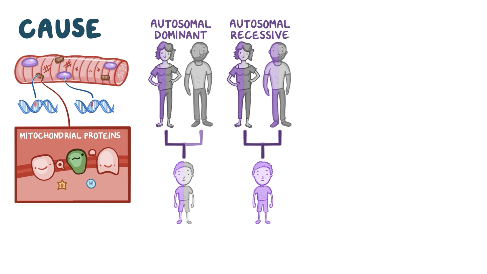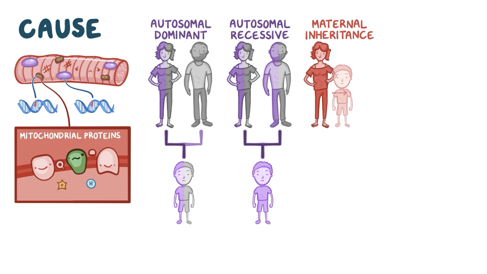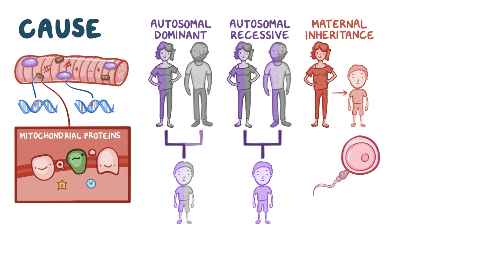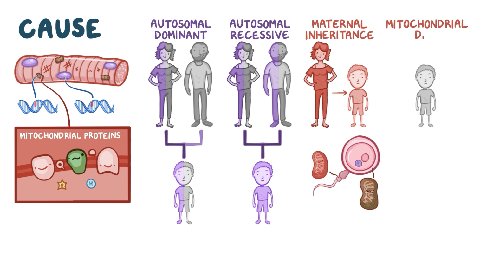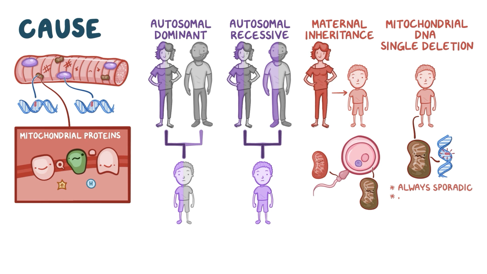cause the disease. Mutations in the mitochondrial DNA follow maternal inheritance, meaning that only an affected woman can pass on the disease to her children. This is because typically during fertilization, the father's mitochondria are left behind, while the sperm's nucleus alone enters the egg. The exception is the mitochondrial DNA single deletion, a common cause of primary mitochondrial myopathy, which is always sporadic and cannot be transmitted to the offspring.